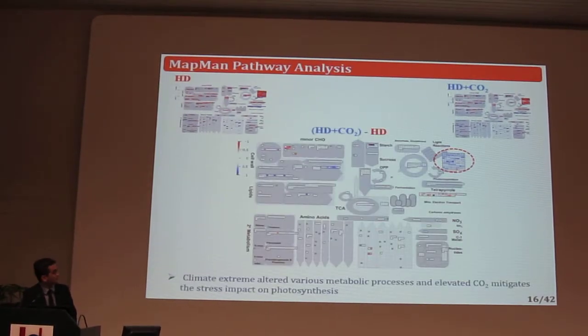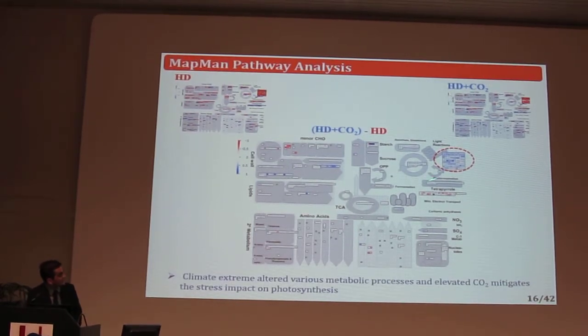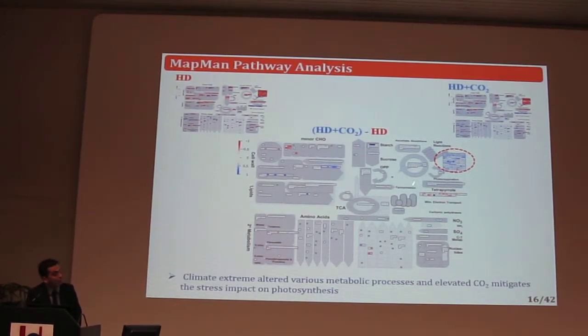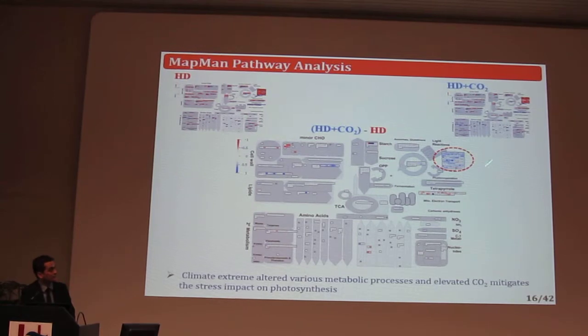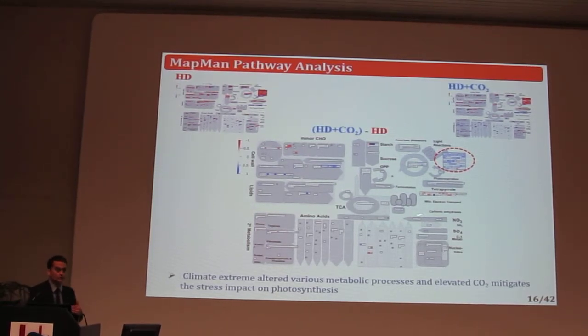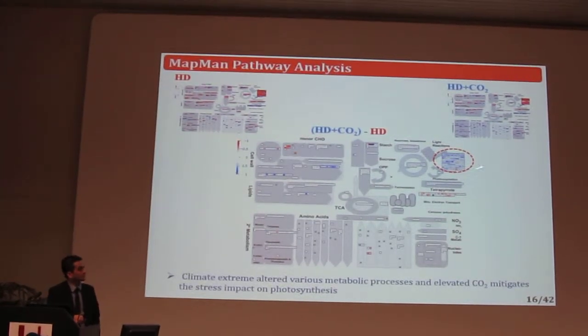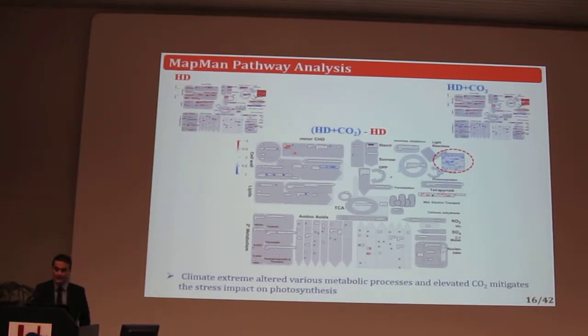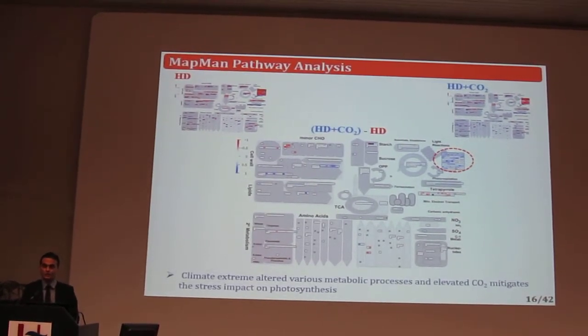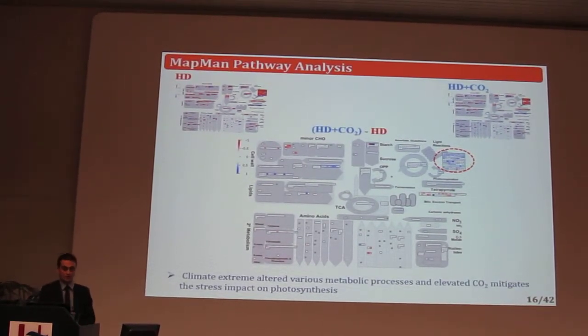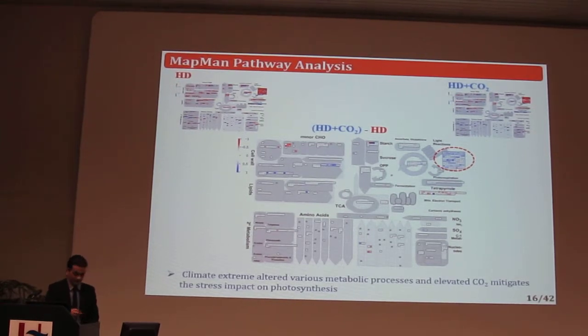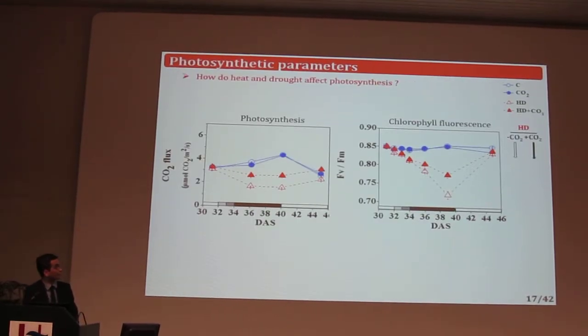So what comes out? Interestingly, the negative impact of stress, which was in the form of downregulation of photosynthesis genes, was reversed by elevated CO2. So from here we can say that elevated CO2 mitigates the impact of stress on photosynthesis. So we were quite interested in what is happening on photosynthesis.